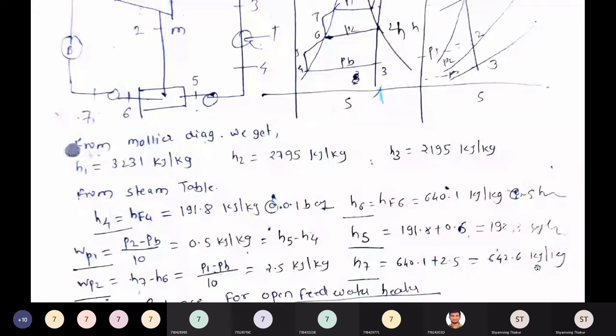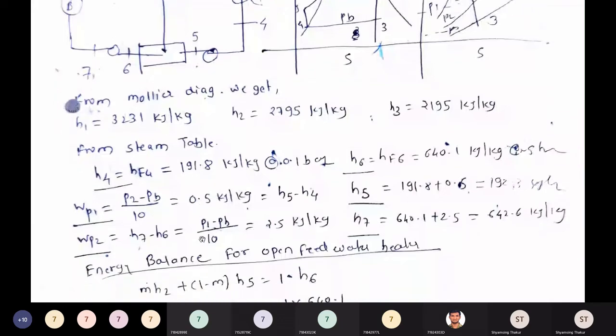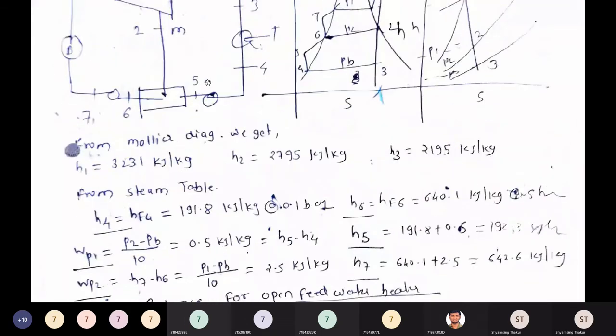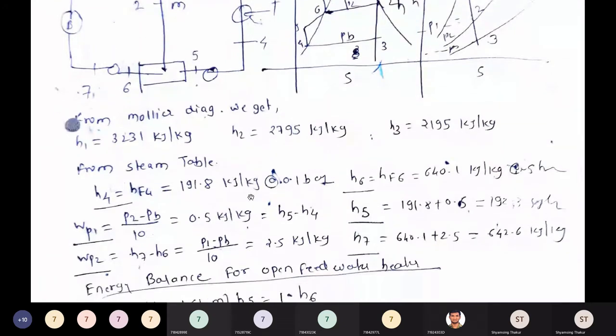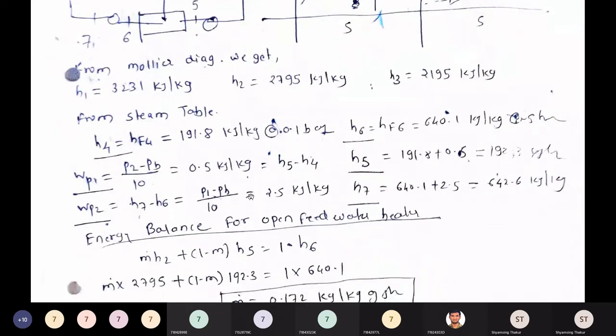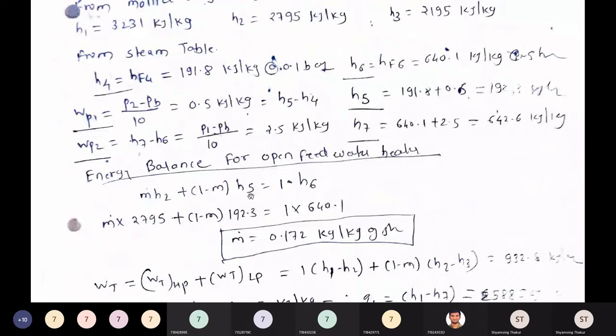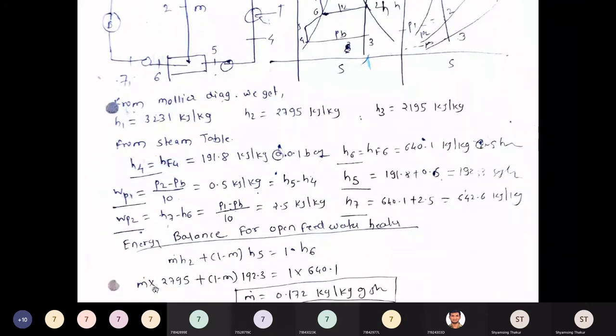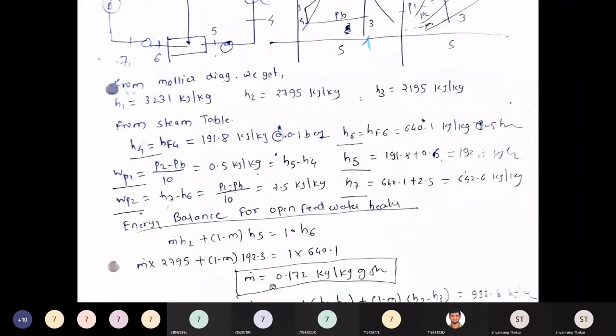Now from the energy balance for the open feed water heater, as I told you earlier, m into H2 plus 1 minus m into H5 is equal to 1 into H6. So here the only unknown is m, and that m you can calculate easily.